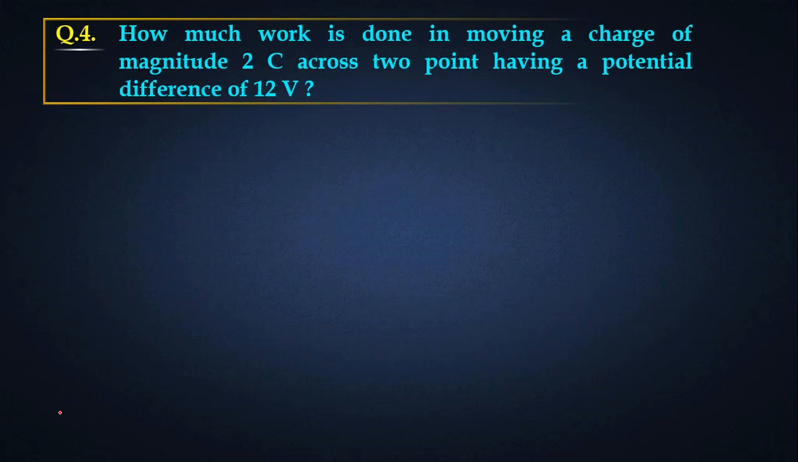Next question. How much work is done in moving a charge of magnitude of 2 coulombs across 2 points having the potential difference of 12 volts? So here clearly given, 12 volts is the potential difference. How much work is done? W is equal to question mark. Is it right? And for charge, Q is how much? 2. So the answer is 2 into 12, 24. Is it right?